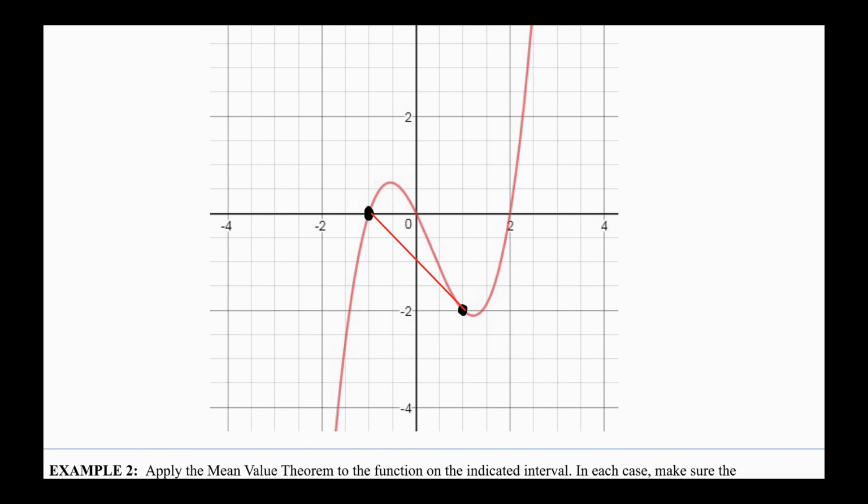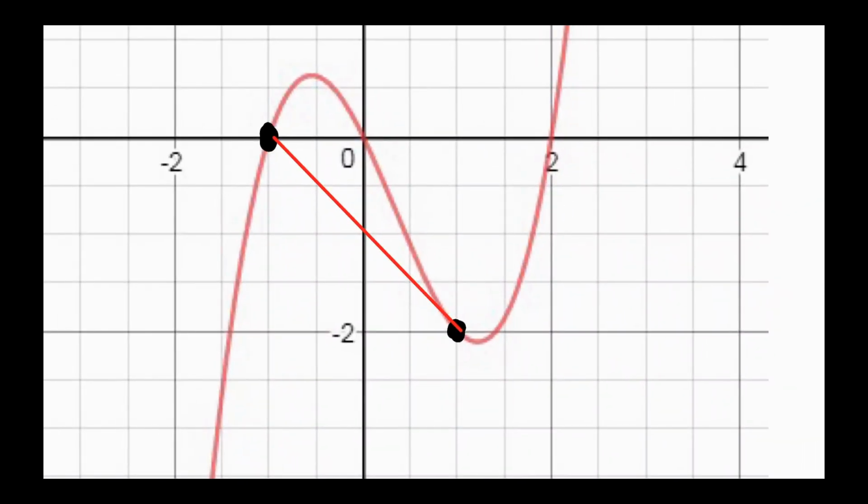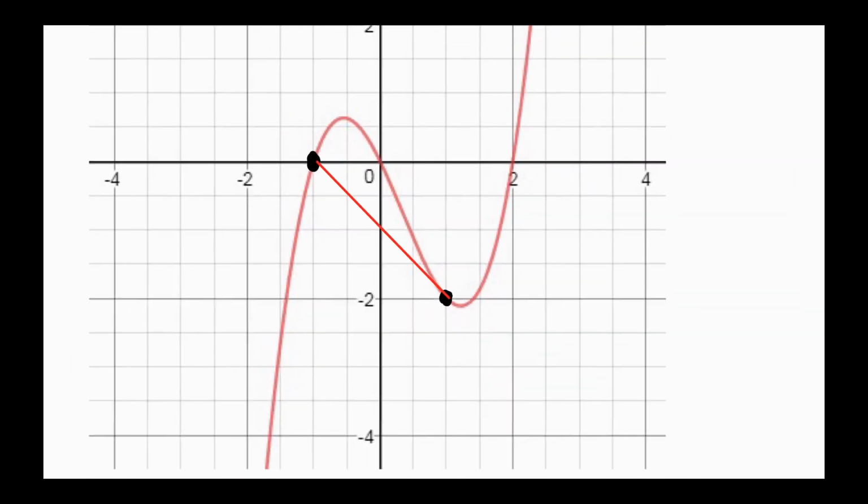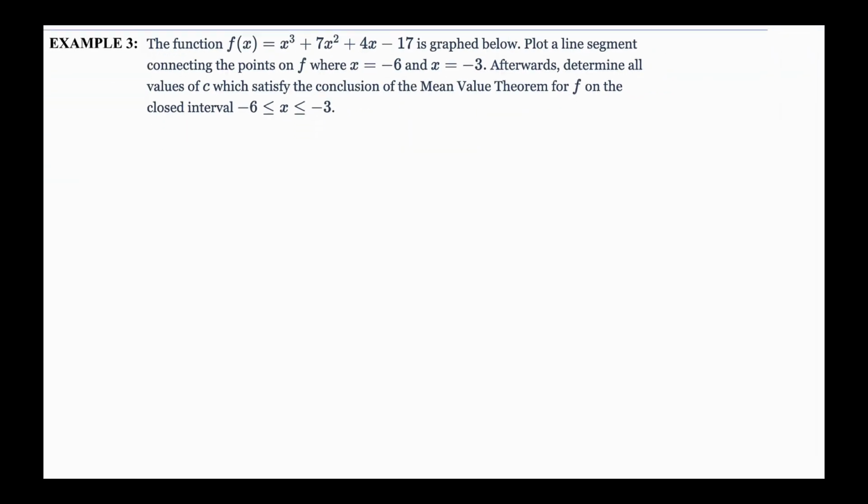Okay. So that's pretty much what we've been working with, right? The first thing we have to do is find the average rate of change, and then we have to locate where in between black dot and black dot it is also the same slope. All right. So we did a couple examples. Now let's look at number 3.